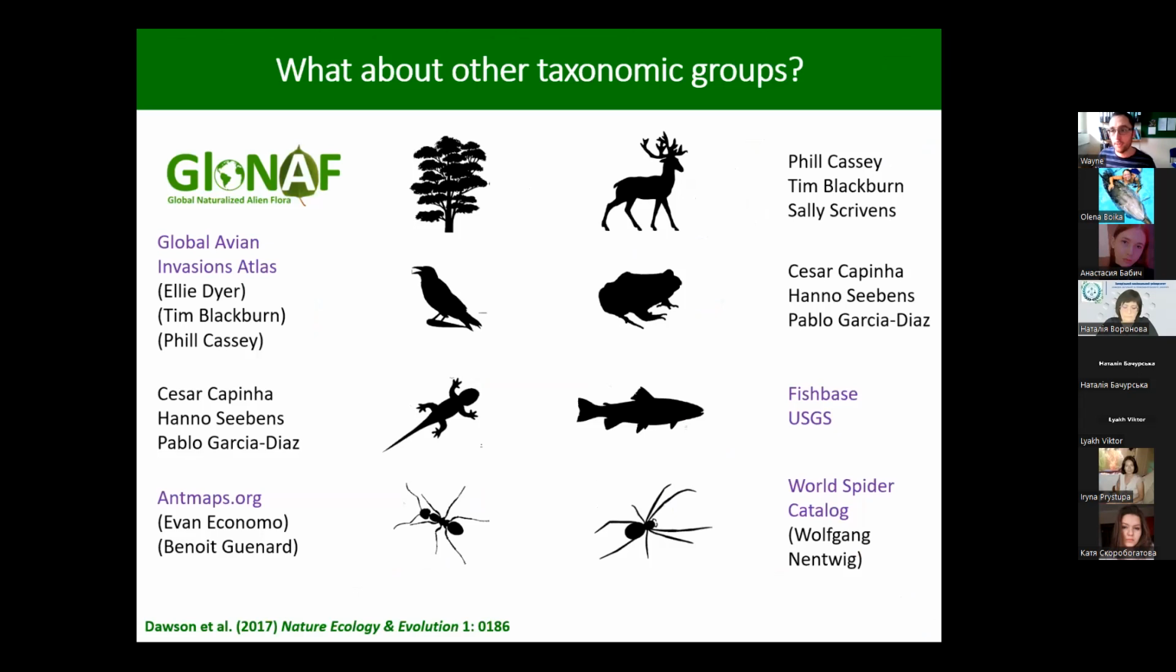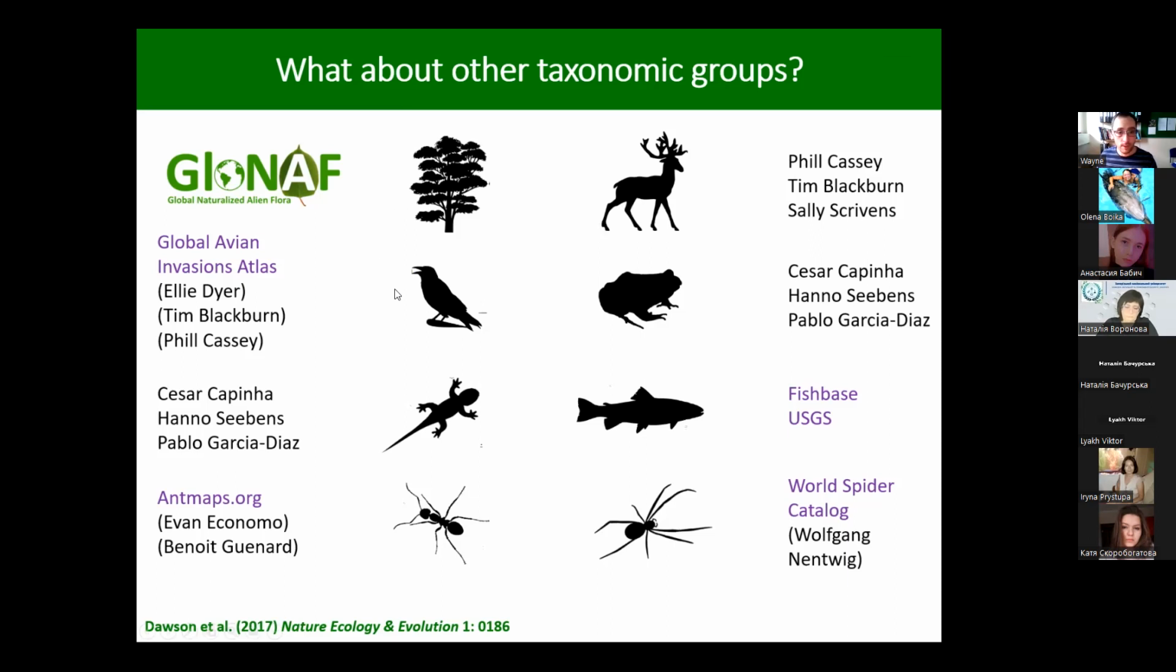What about other taxonomic groups? We focused on plants in the GLONASS database, and we were really interested in trying to understand whether you see the same patterns or different patterns, and if you saw different patterns with other taxonomic groups, what might underlie those differences. So I combined the GLONASS database with 7 other taxonomic groups.